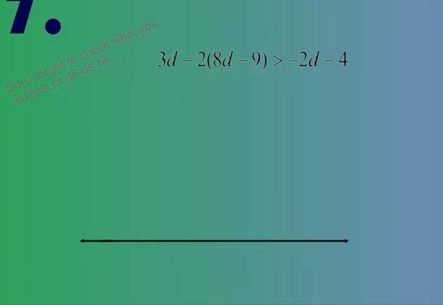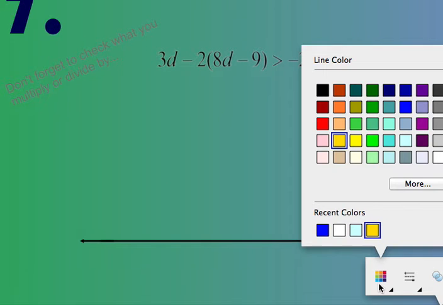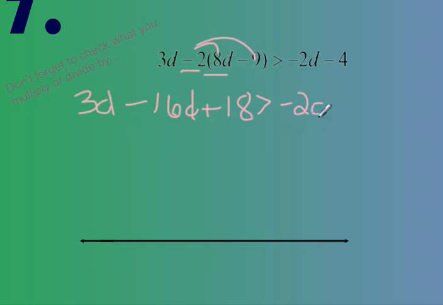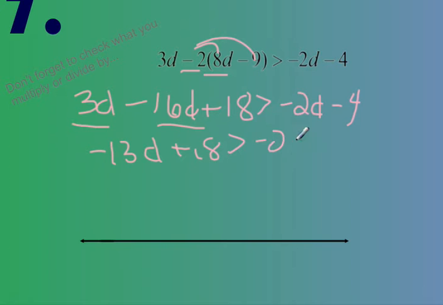Okay, so let's take a look at this one. So this one's going to involve some distributing. So we're going to distribute here before we start. So I'm going to have 3d, and then I'm doing negative 2 times 8, which is negative 16d. Negative 2 times negative 9, which is 18. That's going to be greater than negative 2d minus 4. So 3d minus 16d, that's going to give me a negative 13d plus 18 is greater than negative 2d minus 4.